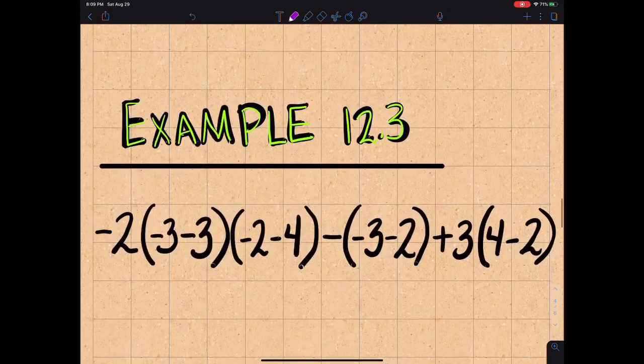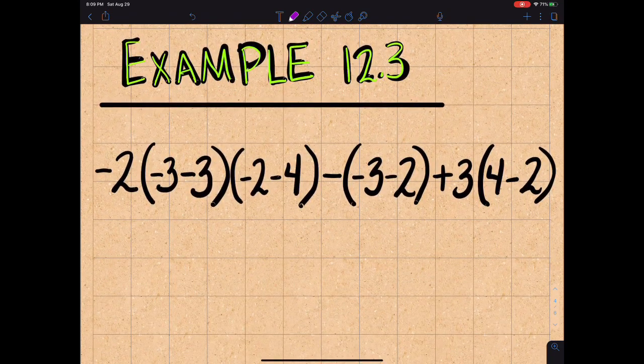Okay, let's go on to example 12.3. I know I'm going kind of fast here, but the reason I'm going fast is because I really think that you get it. If you are not getting it, just let me know, okay?